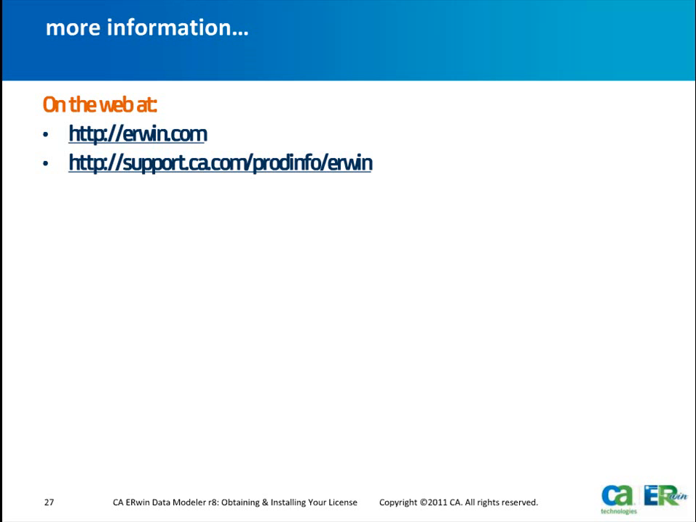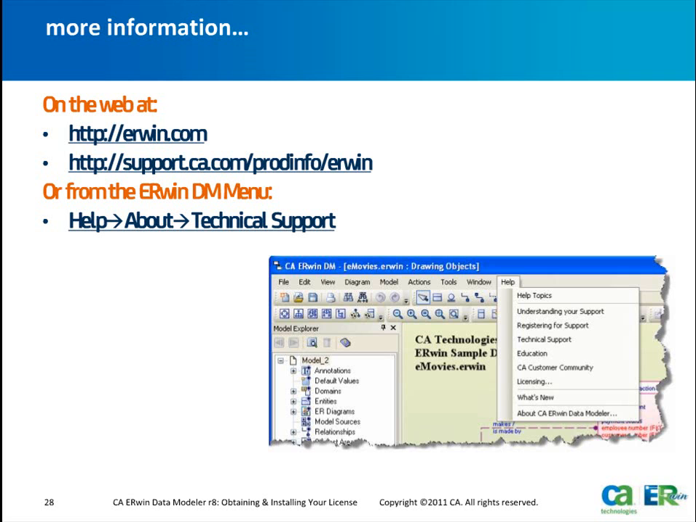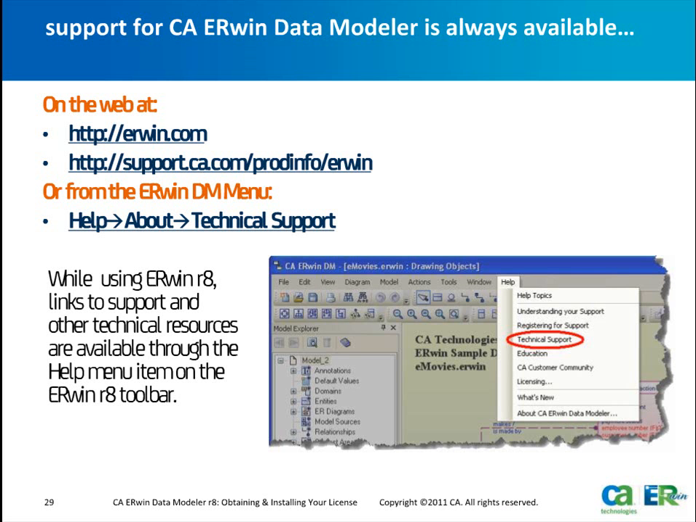For more information on this and on all ERwin applications, it's available at any time on the internet from ERwin.com and from the CA support website, support.ca.com. Also, many technical and support resources are available directly from the ERwin Data Modeler menu. Just clicking on Help on the ERwin menu will present links to a variety of technical resources, including support, licensing, and the CA customer community. So while using CA ERwin Data Modeler, a full range of help and support resources are just a click away.